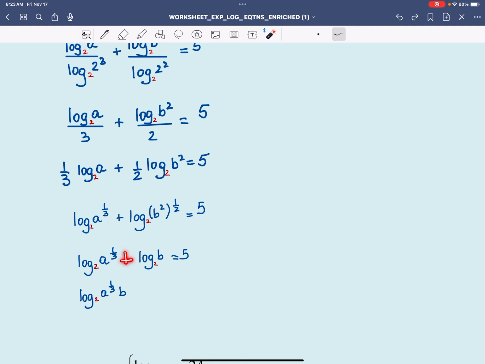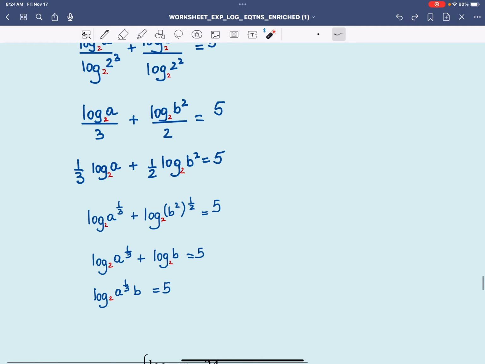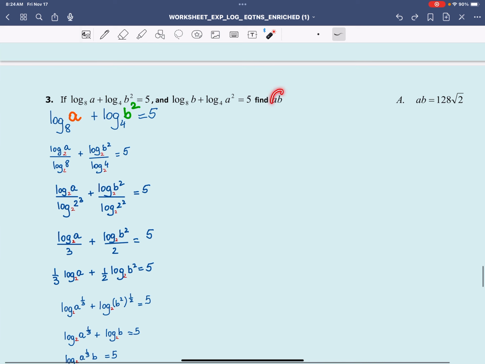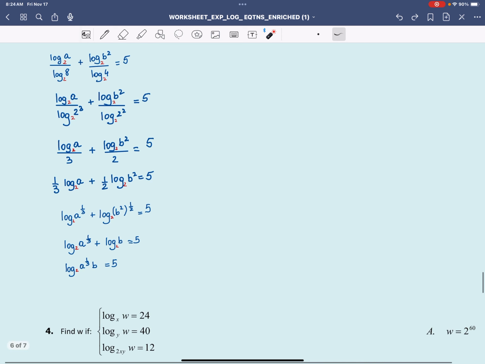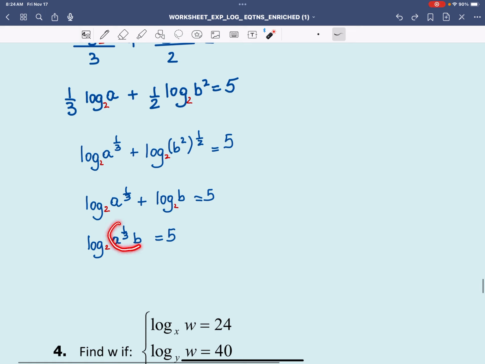And we have the sum of two logs, same base, which means that a to the power 1 over 3 and b can be brought together inside the log in product form equals 5. So remember that we are trying to find a connection between a and b. And in this case, so far, we have arrived at a to the power 1 over 3 times b inside the log with base 2 equals 5. So I'm going to try to solve for this product. And at this point in time, I see that it is not AB. It's not exactly what I'm looking for, but at least it is close to what I'm looking for.